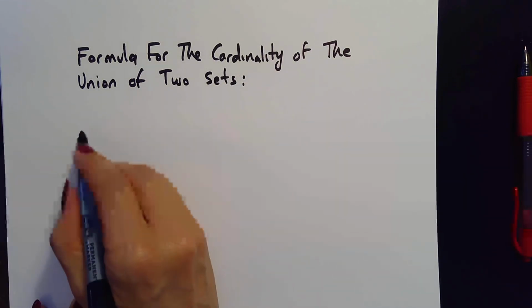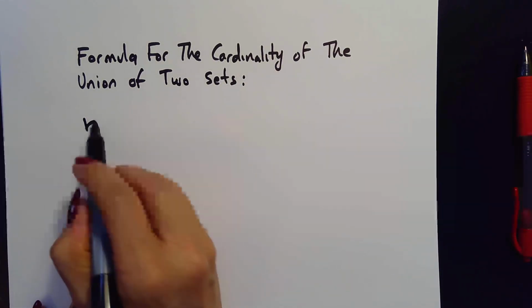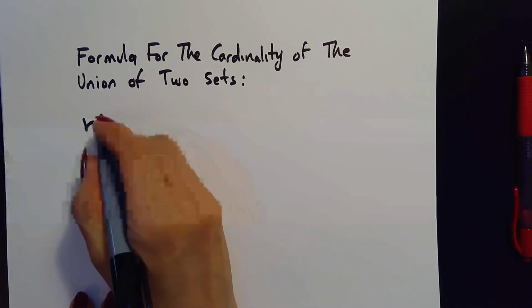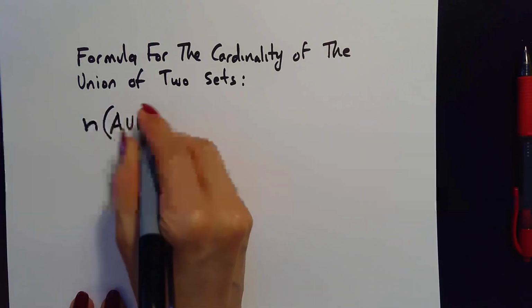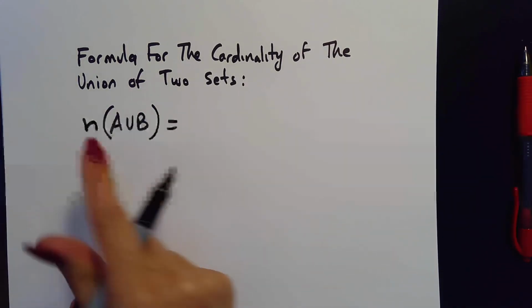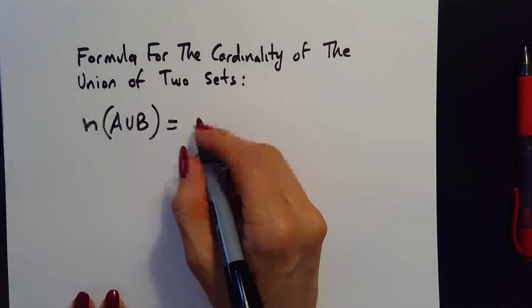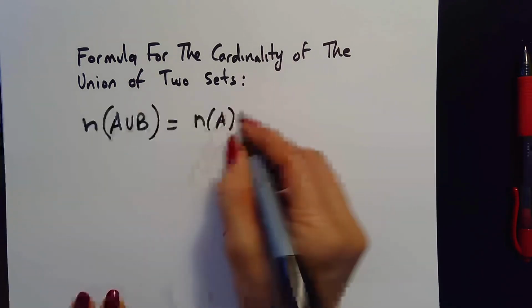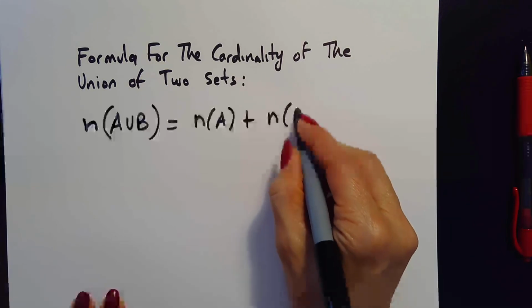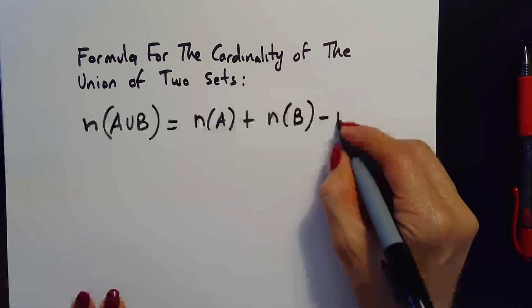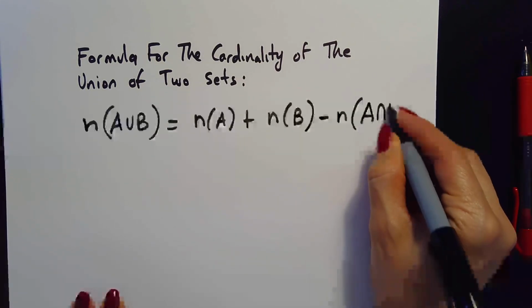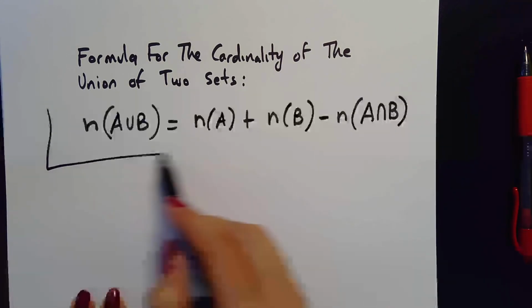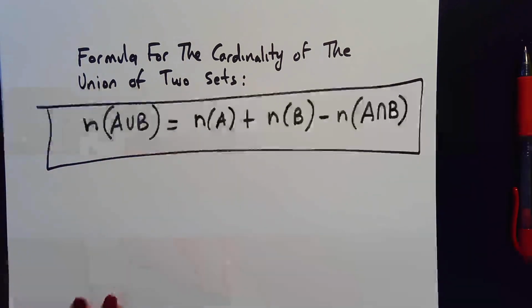So remember, I use N for cardinality. N of A union B is equal to the cardinality of set A plus the cardinality of set B, and then you subtract the cardinality of the intersection of A and B. This is a very important formula. You want to know this formula. It's really important, and we're going to use it to answer some questions.